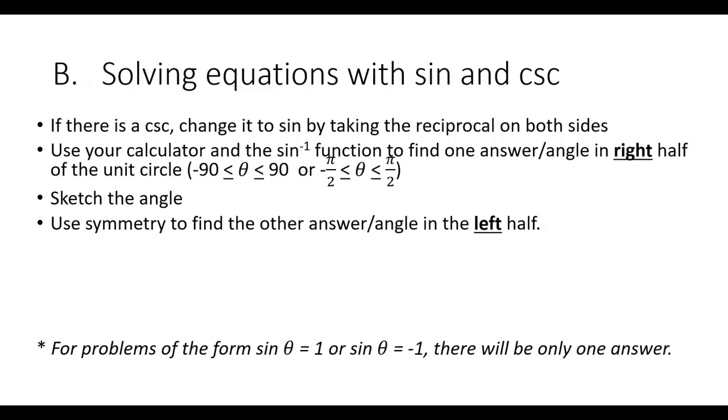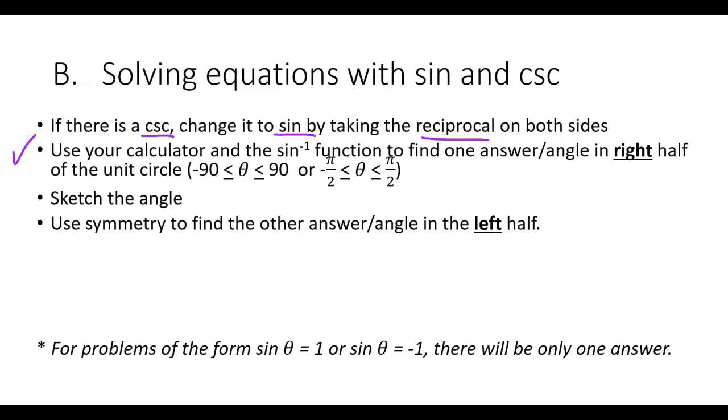All right, so if there is a cosecant, we're going to change it into a sine by doing the reciprocal. Okay? Just like we did with cosine. When I had secant, I changed it to cosine. Well, when we're dealing with sine and cosecant, if it's a cosecant, we're going to change it into a sine. All right, next, we're going to use our calculator.